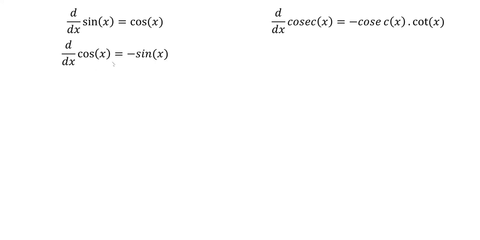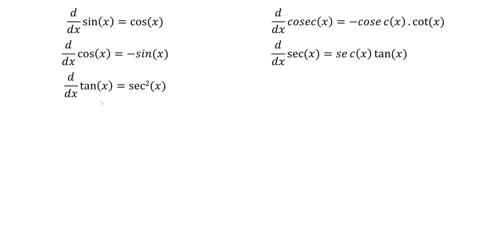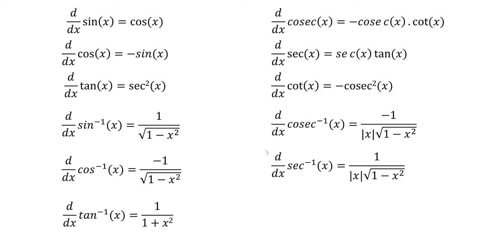The derivative of cos x would be minus sine x. The derivative of sec x would be sec x times tan x. The derivative of tan x would be sec square x. The derivative of cot x would be minus cosec square x. And we have a bunch of formulas here for the inverse trigonometric functions as well.